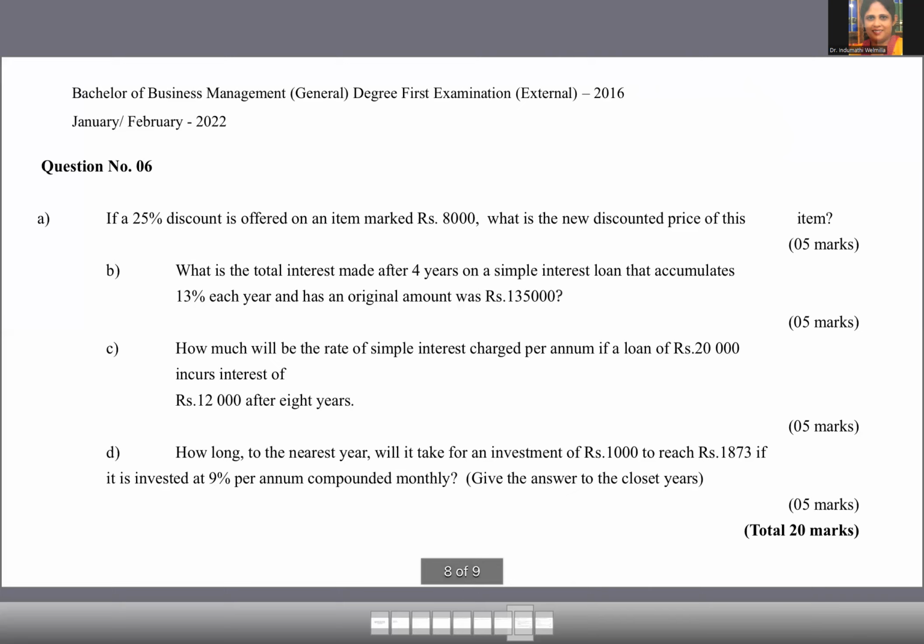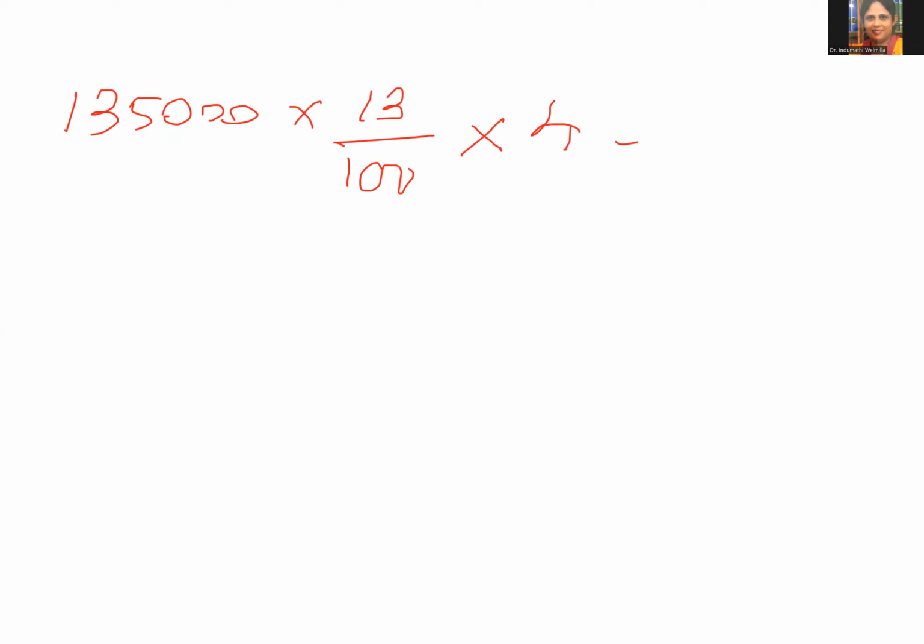Okay, the original amount, that means the principal amount, is also given. Total interest is what is being asked. That's also a very easy one. So you can do that. This is the principal amount, and your interest rate is 13%. So then you can write this as 135,000 multiplied by 0.13 multiplied by 4. Okay, this is the answer. You can simplify this one.